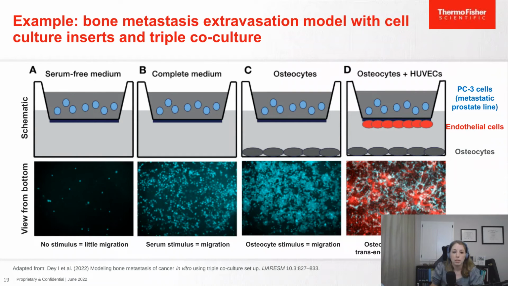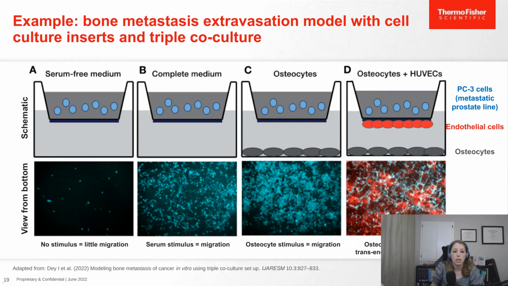With this experiment, an extravasation event is modeled. If you look at the panes of the figure from left to right, the model gets more and more complex. In panel A, you just have the metastatic prostate cell line PC3. The cells are stained blue and are seated in the upper chamber, and the same medium is seated above and below the membrane. As there is no chemoattractant in the bottom chamber, there is little migration.